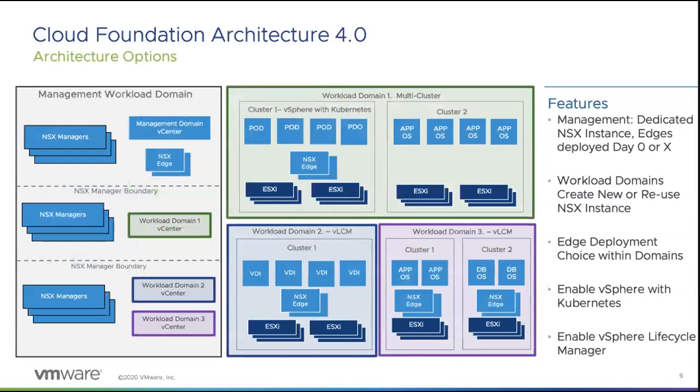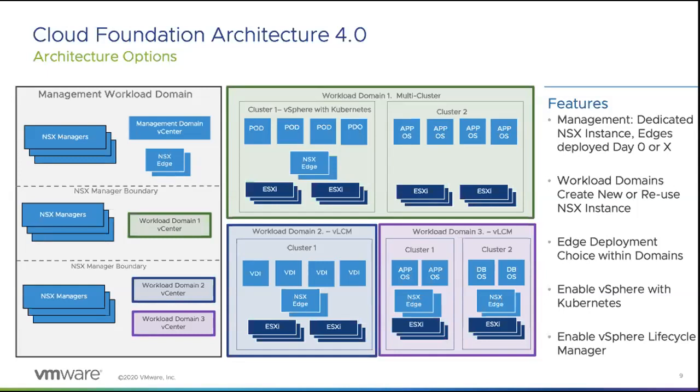Just to give an example, this is an example of a VCF deployment. So here you'll have the management domain, and you can see the management domain vCenter and NSX Manager reside over here. We have shown three workload domains. So workload domain one has two clusters. You have cluster one over here, which is vSphere with Kubernetes, and cluster two, which is some app deployed. Now the vCenter Server and the NSX Manager for workload domain one are deployed in the management domain. We then have workload domain 2 and 3.